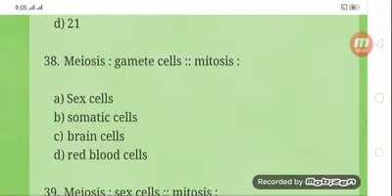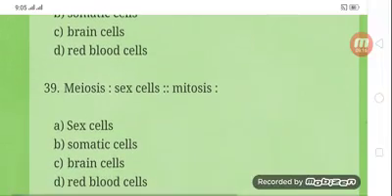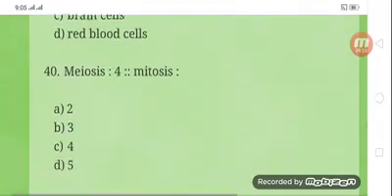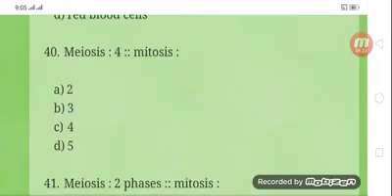Anyway, number 38, meiosis is the cell division in the gamete cells or sex cells, whereas mitosis is the cell division in the somatic cells or body cells. That's letter B. Okay, meiosis, sex cells, of course. Mitosis is somatic cells or body cells. Meiosis produces 4 daughter cells, whereas mitosis produces 2 daughter cells.